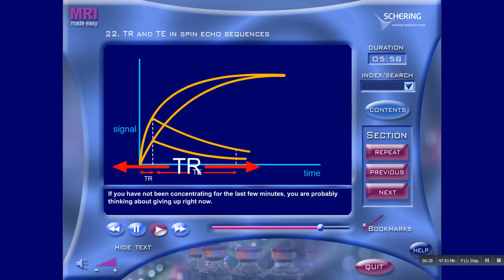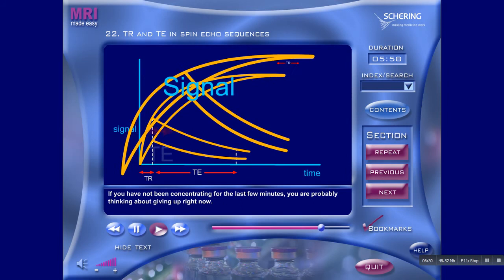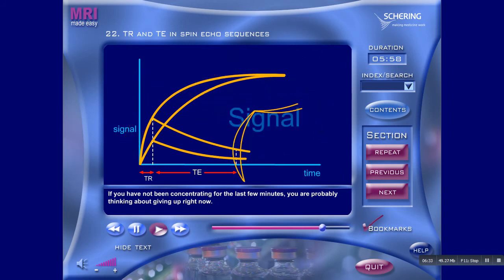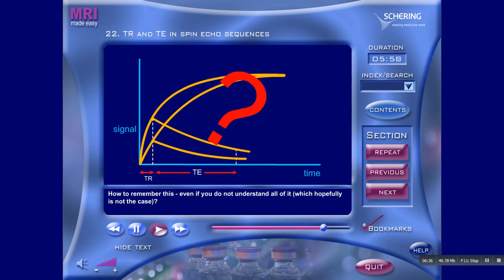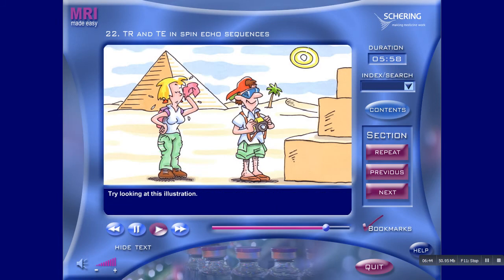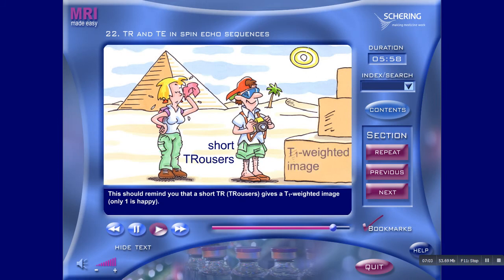If you've not been concentrating for the last few minutes, you're probably thinking about giving up right now. How to remember this? Even if you don't understand all of it, which hopefully is not the case. Try looking at this illustration. What can you see? A man with short trousers. And considering the weather conditions, this makes only one person in the picture happy. This should remind you that a short TR, trousers, gives a T1 weighted image. Only one is happy.